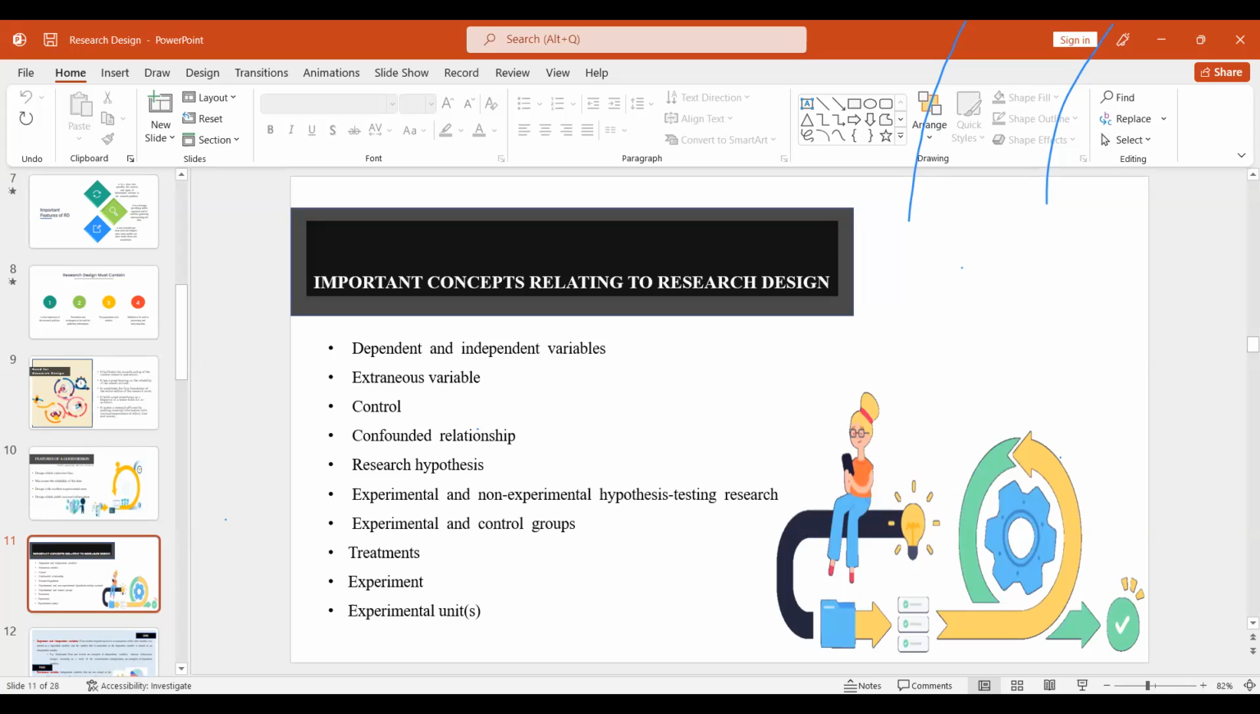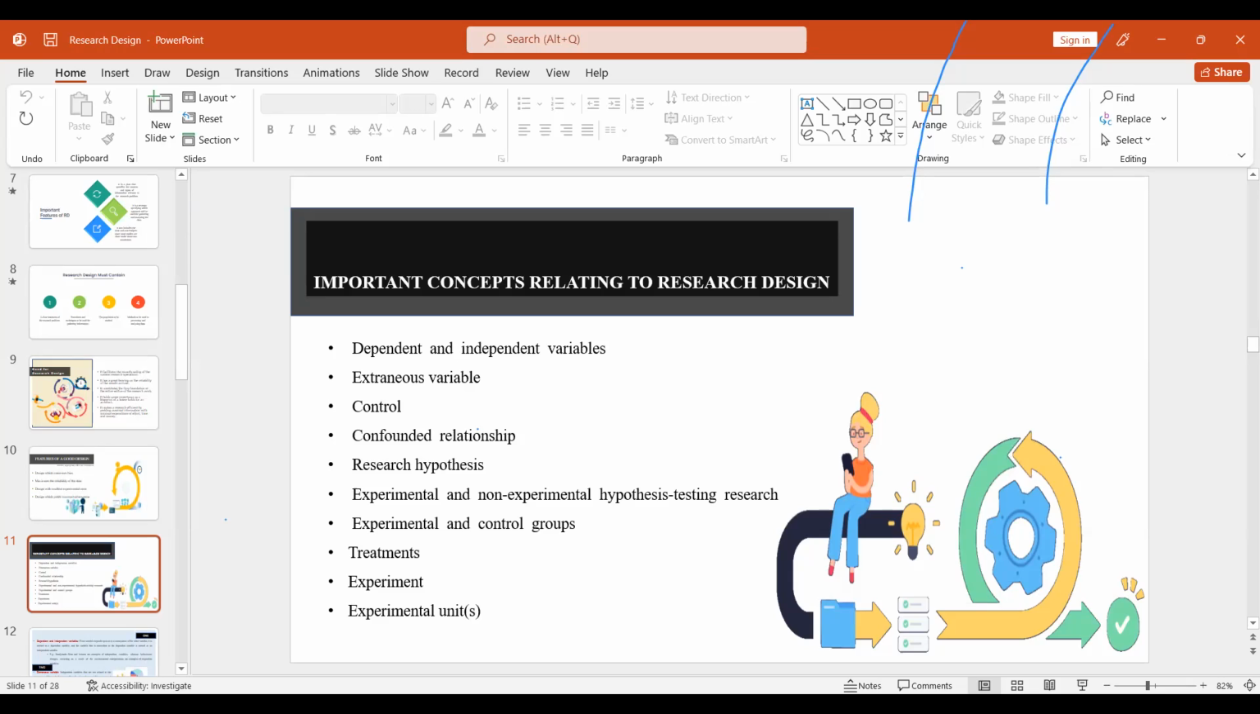There should be at least one independent variable and one dependent variable. Suppose there are two independent variables and one dependent variable, you can analyze the data by using ANOVA. Suppose there are two independent variables and two dependent variables, then you can analyze the data by using MANOVA, multivariate analysis of variance. And the next is experimental, non-experimental hypothesis testing.